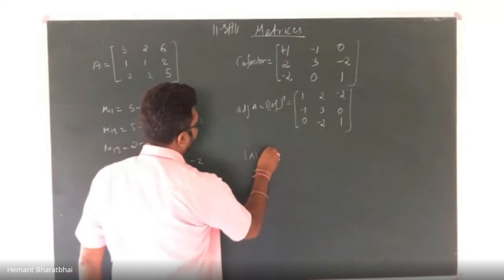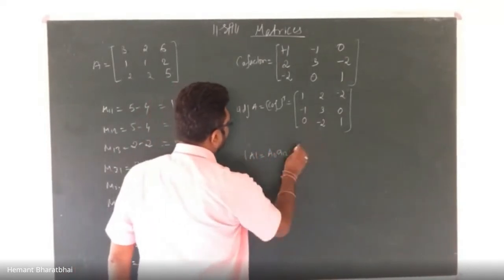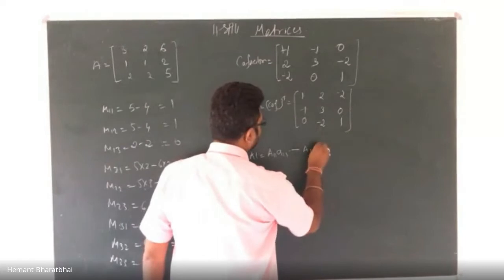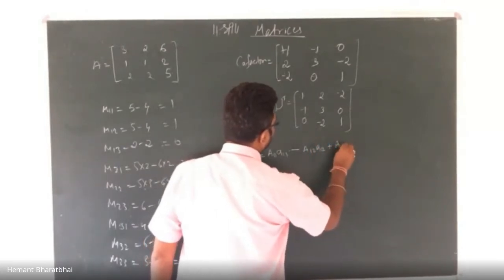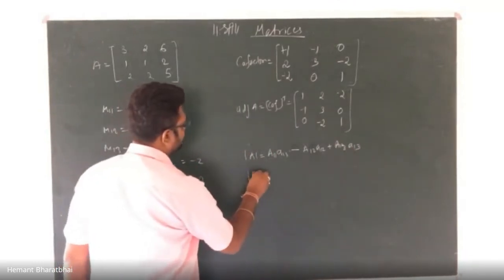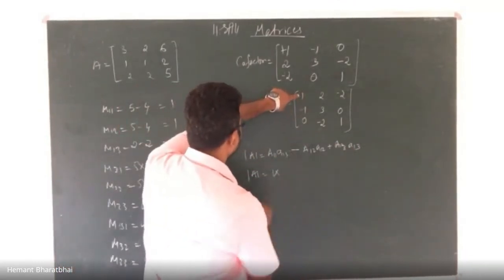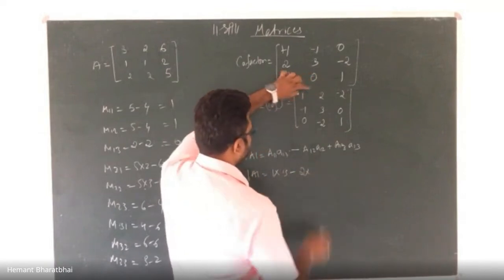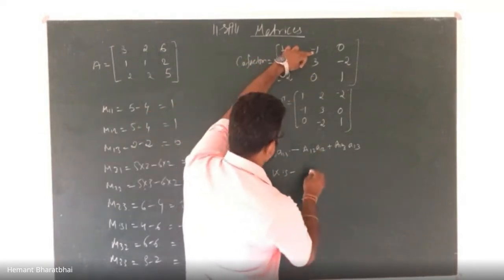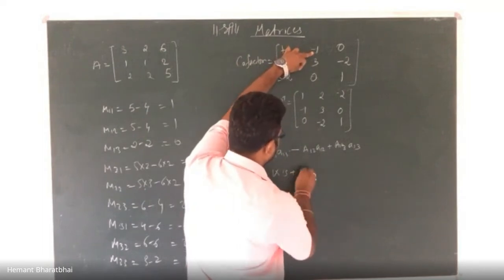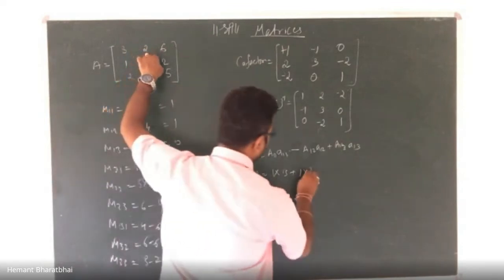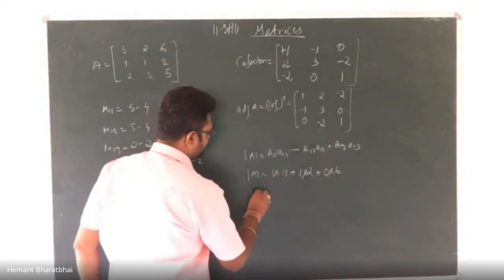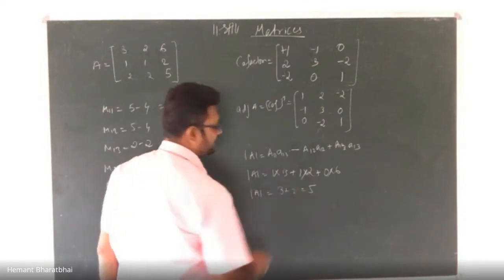Now determinant of A, I already said, A11 into A11 minus A12 into A12 plus A13 into A13. So determinant of A will be A11, that is 1, into, here I have 3, minus A12, sorry, A12 over here is minus 1. So minus minus will become plus 1 into, here I have 2, plus A13, A13 is 0, and here I have 6. So I'll get determinant of A is equal to 3 plus 2, that is 5.